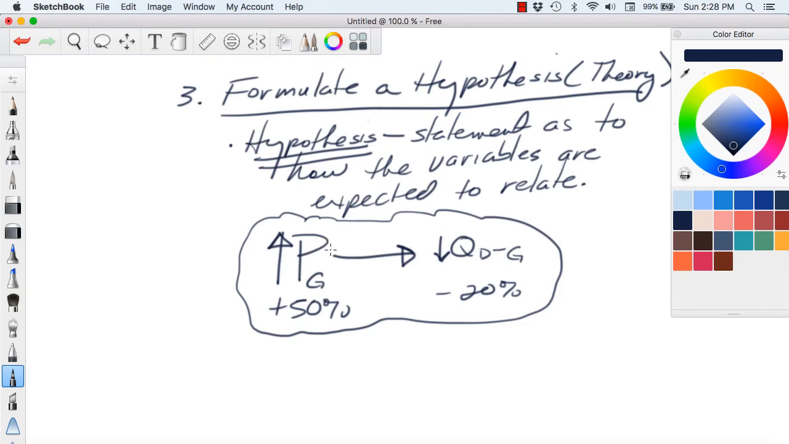Now let me just say this. I'm going to say this again in a minute, but our goal is not to prove the hypothesis true. Science doesn't try to prove the hypothesis true. It either tries to prove the hypothesis false or not false. Not false is not true. So our goal will be to prove this hypothesis either false, or to prove that it's not false.